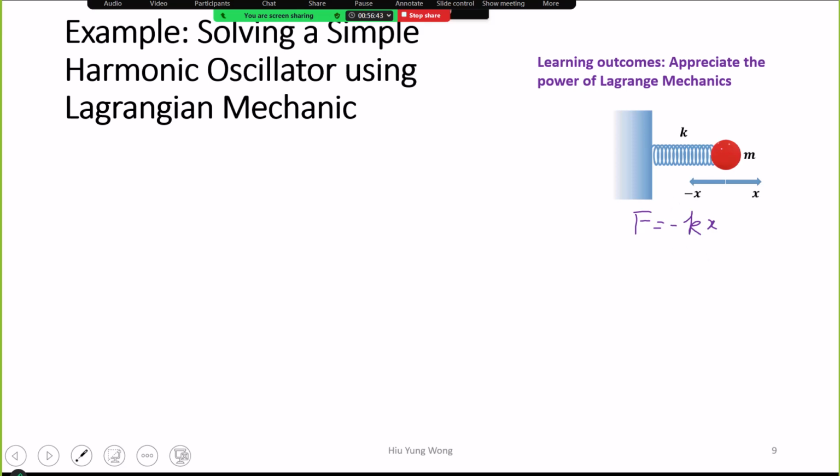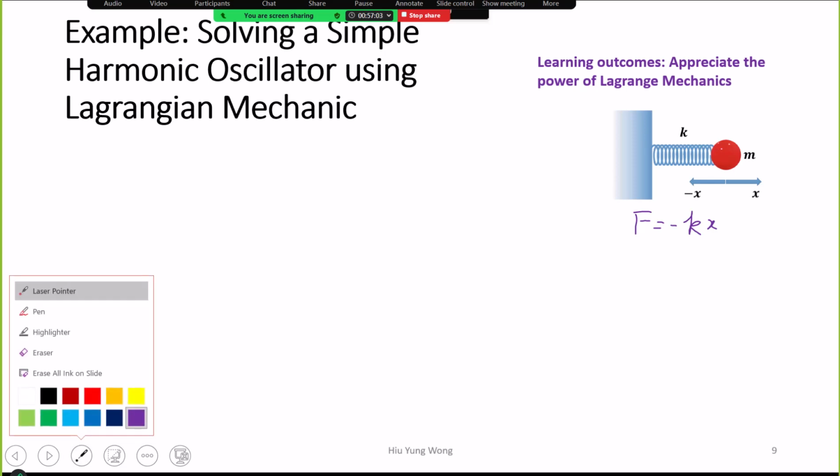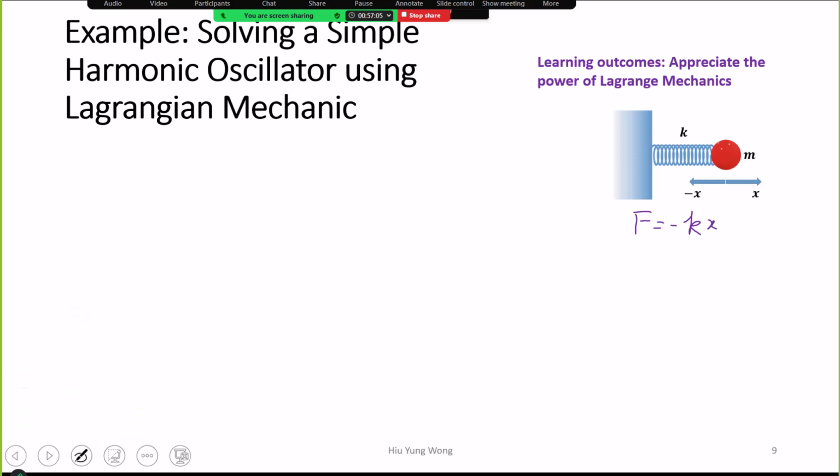That is the force. For those who have not learned Lagrangian mechanics, you probably remember it was very difficult to solve this problem. We need to do F equals ma, right? Come up with all the forces. Eventually, you come up with a result that it will oscillate at a certain frequency. Now, we use Lagrangian mechanics to try this, okay?